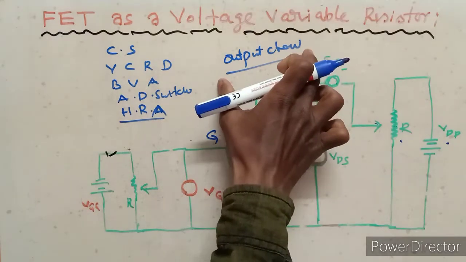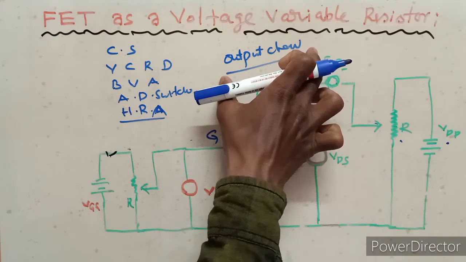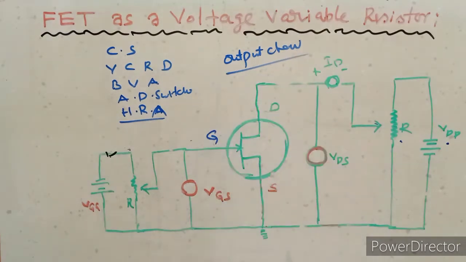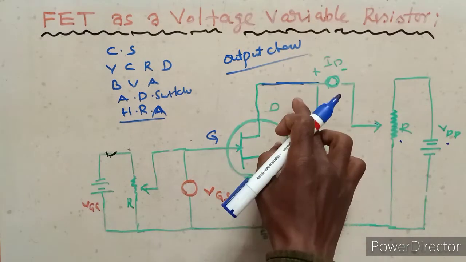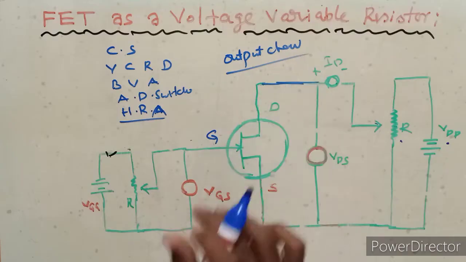What are the output characteristics? Output characteristics means drain characteristics.